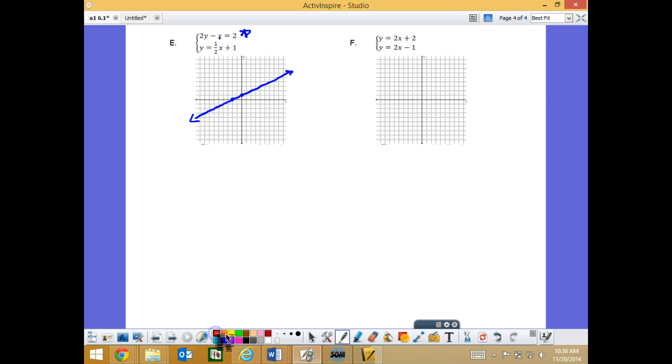In the second one here, that's in slope-intercept form, so the y-intercept is 0, 1, and the slope is 1 half, so we go up 1 over 2. And what happens is that these two lines are exactly the same. So these lines are intersecting everywhere. We have many, many solutions. This point is a solution, this point is a solution, this point is a solution. So we have infinitely many solutions.